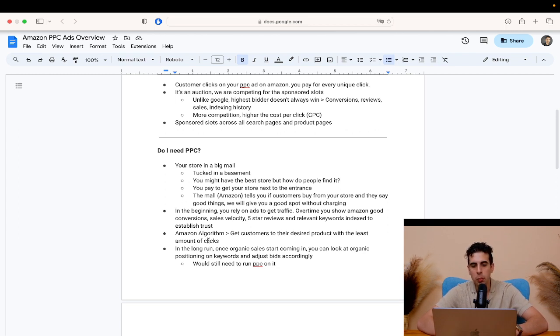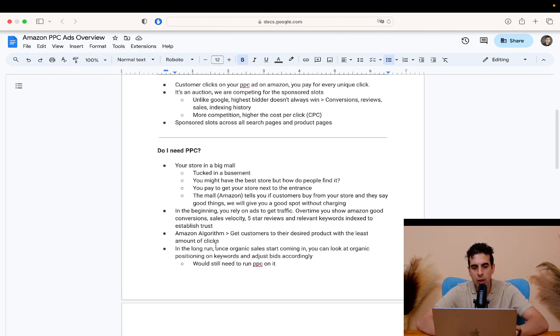So it's important to understand how the Amazon algorithm works, because that's the basis of how you're going to get the organic spot. And the whole algorithm is designed to get customers to their desired product with the least amount of clicks. They want to get them there as soon as possible. So showing them a listing that is super relevant, high converting, with great feedback from customers, that is essentially what they will favor and prioritize on the organic search pages.